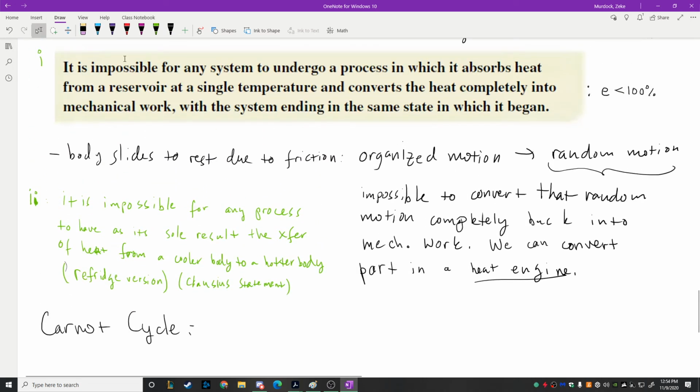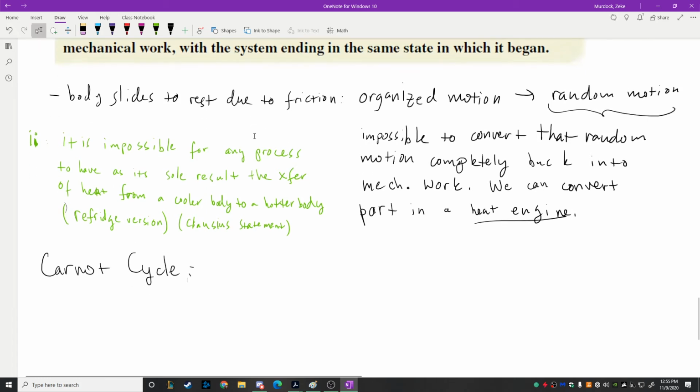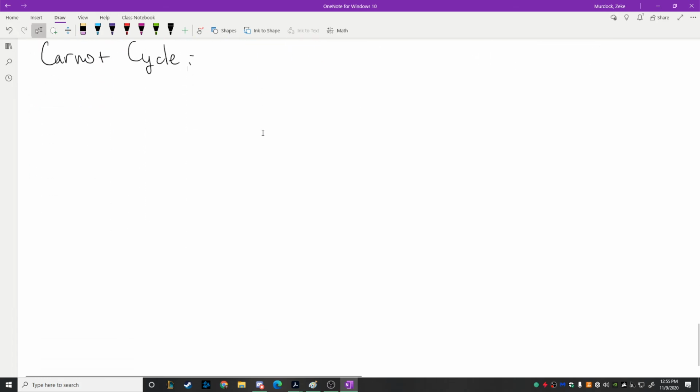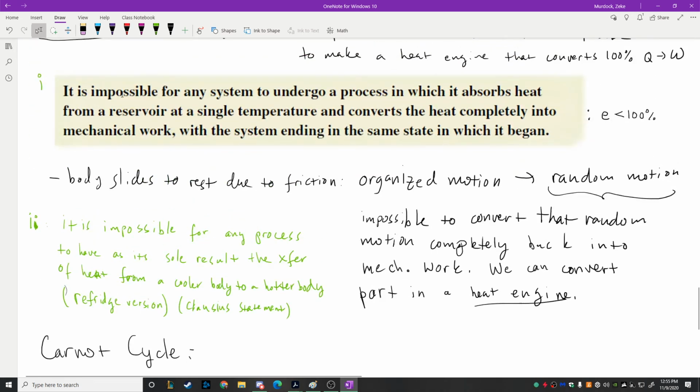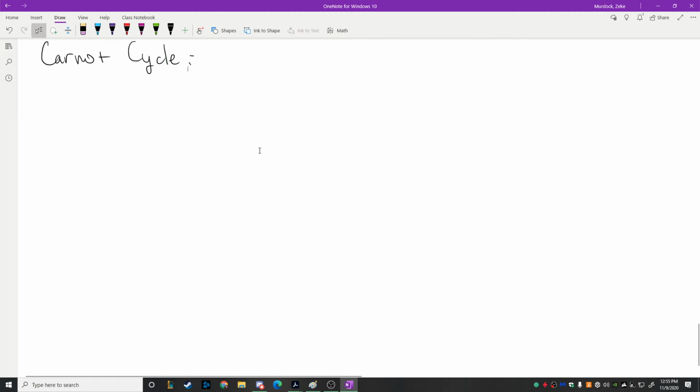It says it's impossible, but what do we mean by impossible? Is it impossible like it would have been impossible for cavemen to go to the moon, whereas with better technology, we're now able to travel to the moon, right? Or is it fundamentally impossible? That's really the question. Is it impossible such that someday we will overcome this? Or is it actually impossible, okay? And so the Carnot cycle attempts to figure this out.